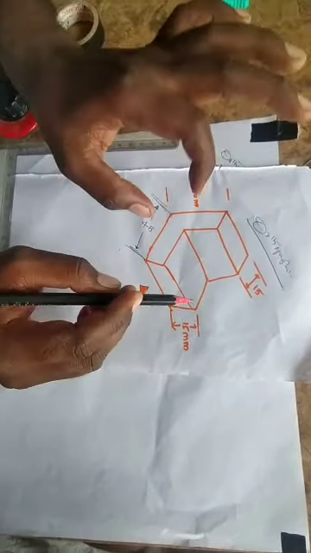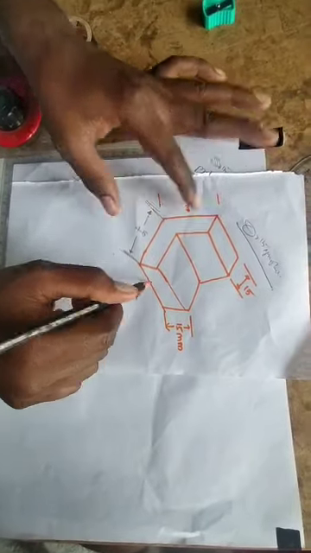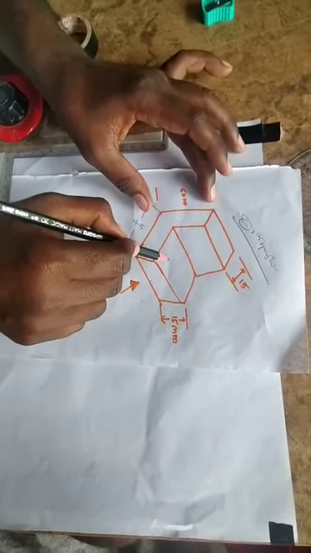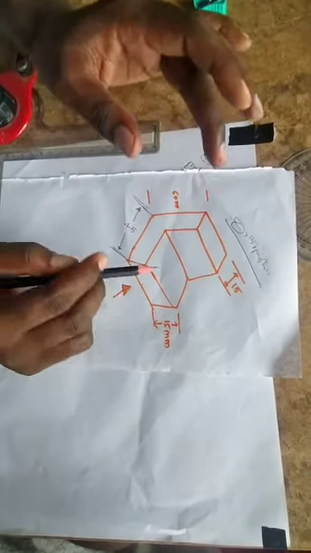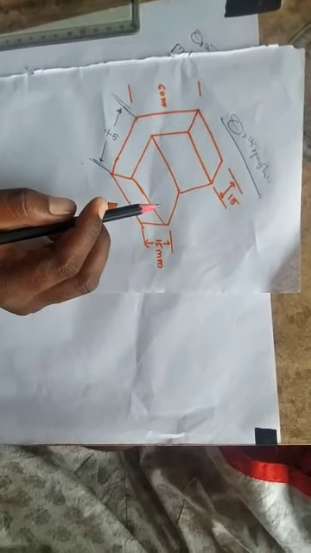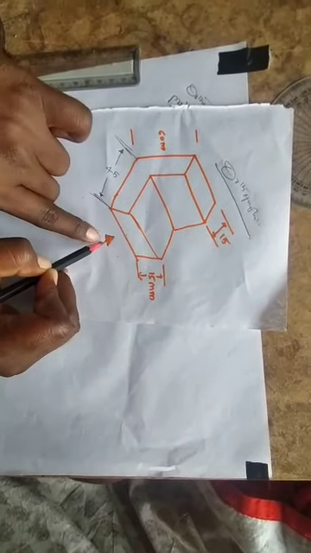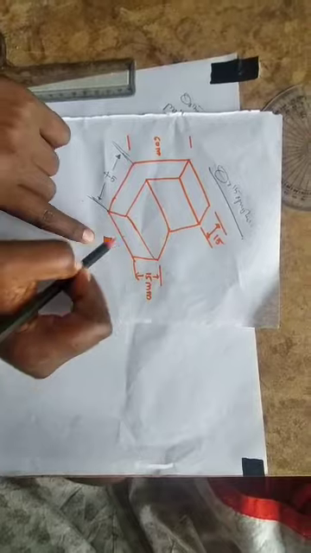We have to draw the front view, top view, and side view of the object. In side view we have the right side view and the left side view. This is an arrow mark. This side is the front view.